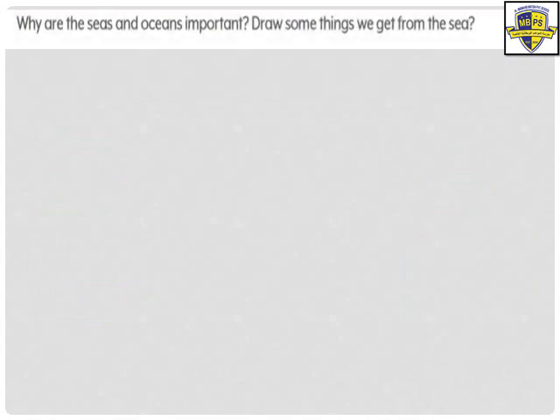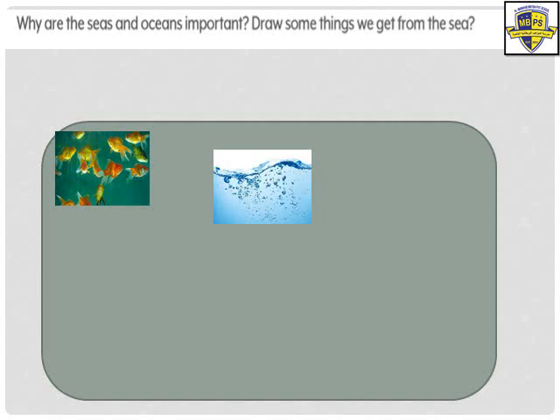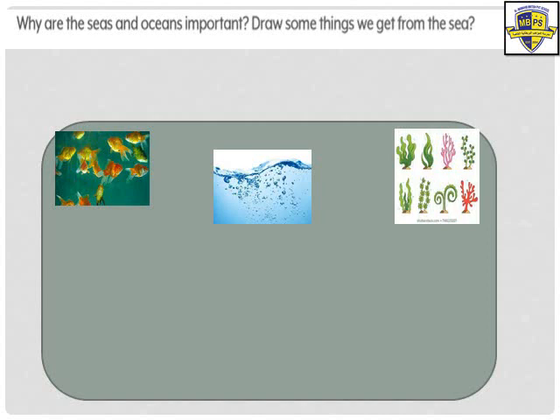And here, who can tell me? Why are the seas and ocean important? Why? What we can get from them? Okay, I want you to draw some things we get from the sea. Let us find together. The first one, as you can see, water. We can get from the sea the water. What else? Fish. Yes, fish. So we can get from the sea the main source of living, of food. So water, fish. And here are plants. These plants are cleaning the sea and ocean. Keep the sea and ocean clean. And the last thing we can get from the sea, salt. We can get salt.